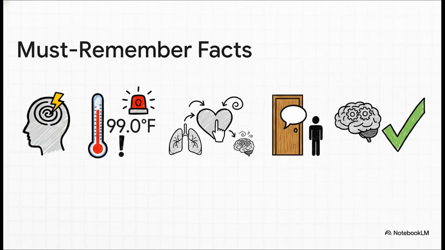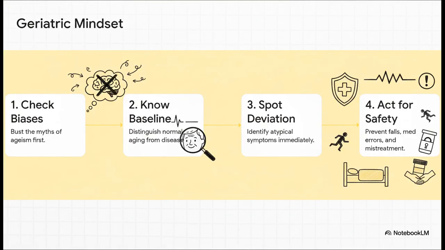Let's hit these one last time, rapid fire. Sudden confusion? It's a medical emergency. Think infection or low oxygen. A 99-degree temp? Could be a major fever. Silent heart attack? Look for shortness of breath and confusion, not chest pain. See a concerning situation? Always interview the patient alone. And remember, slower processing is normal aging. It is not dementia.